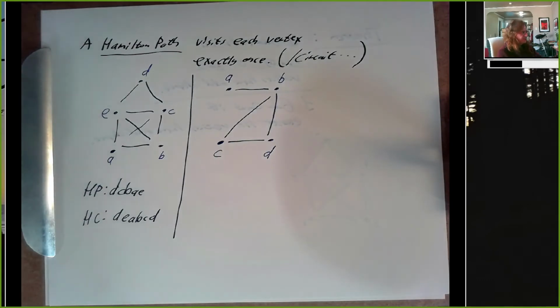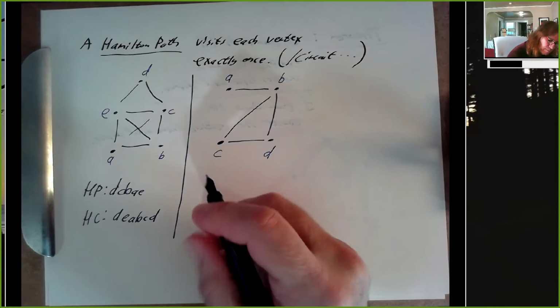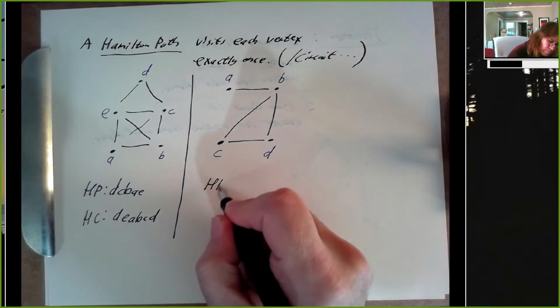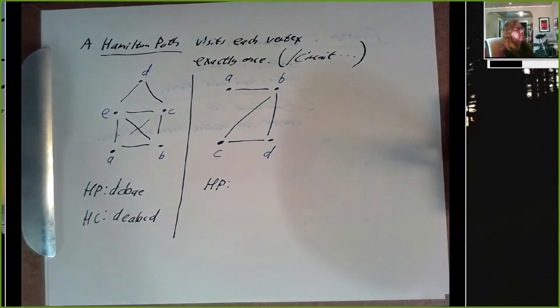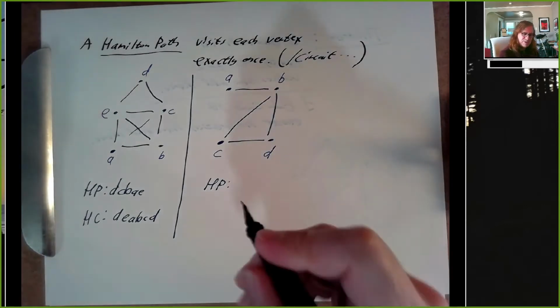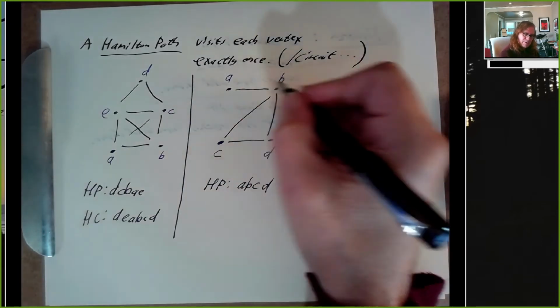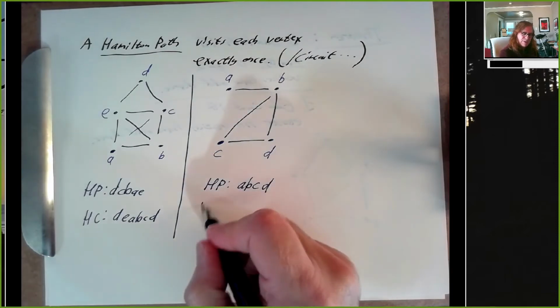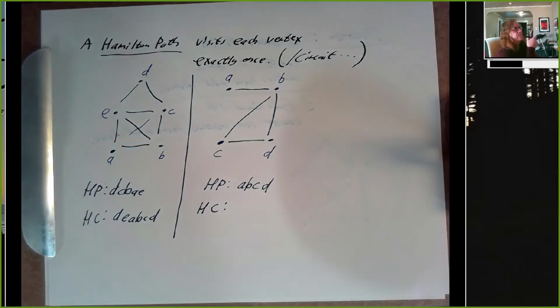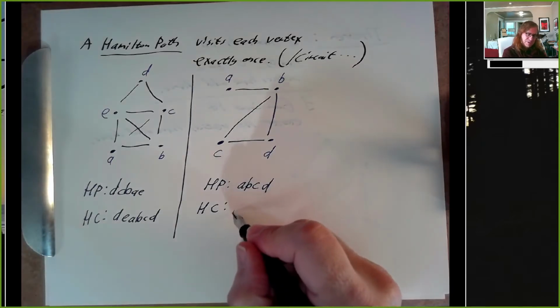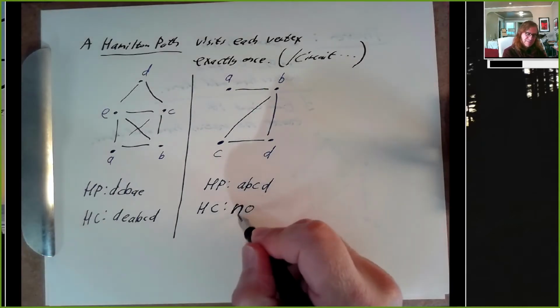All right, is there a Hamilton path? Yeah, A, B, C, D. We can go over, down, over, we're done. What about a Hamilton circuit, though? So this seems harder to find, and in fact there is no Hamilton circuit through this graph.